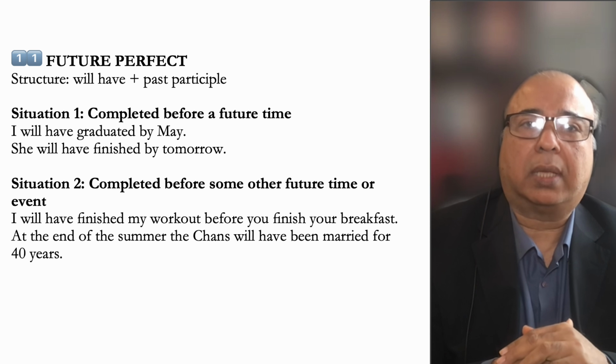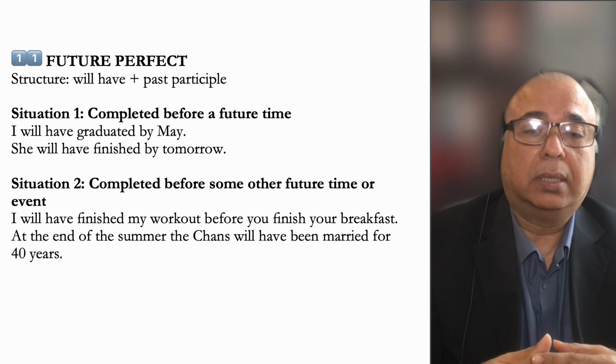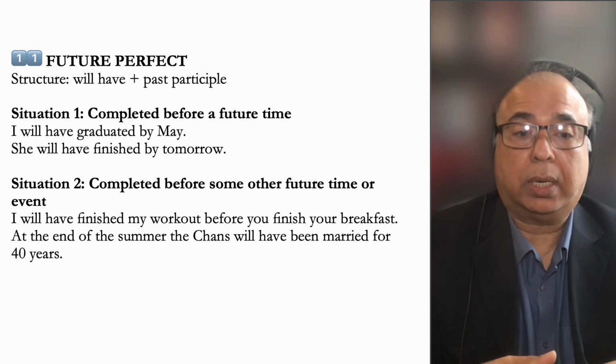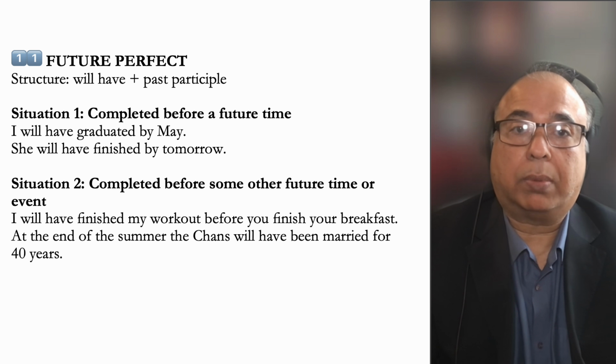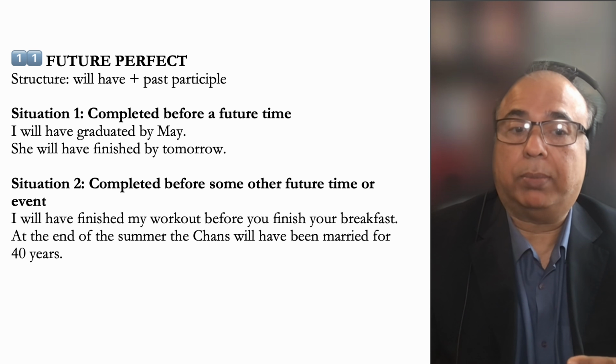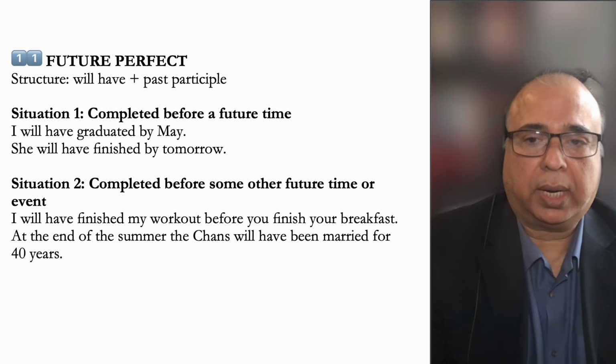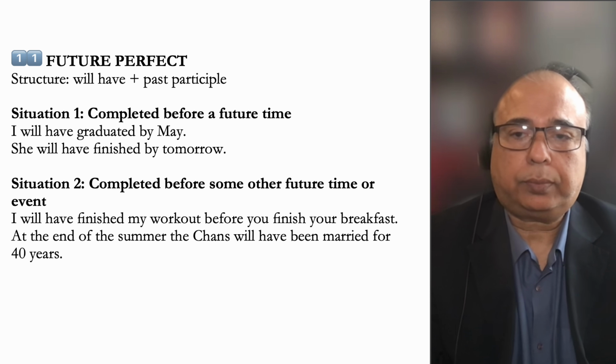At the end of the summer, the Chans will have been married for 40 years. They're going to have a huge celebration. They have been married for 40 years. In this summer, the summer of 2026, they will have been married for 40 years. So that is future perfect. All right? So far, so good?